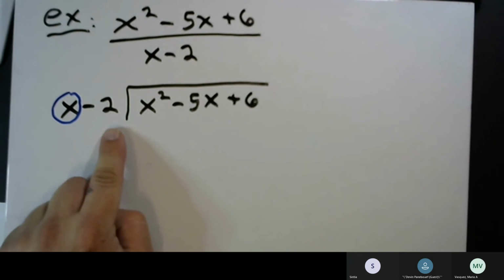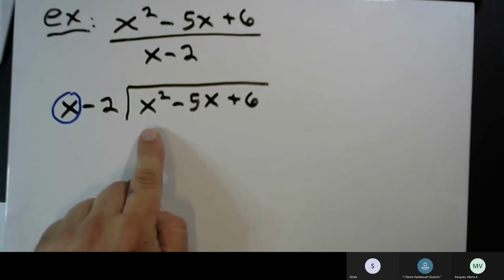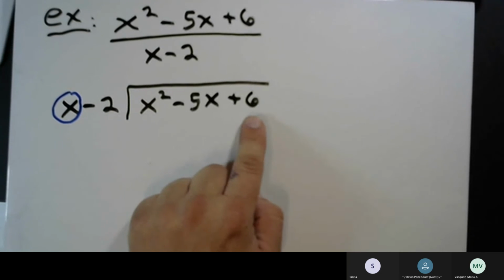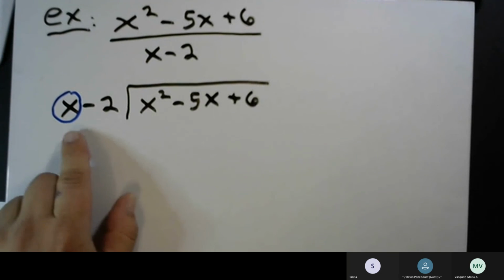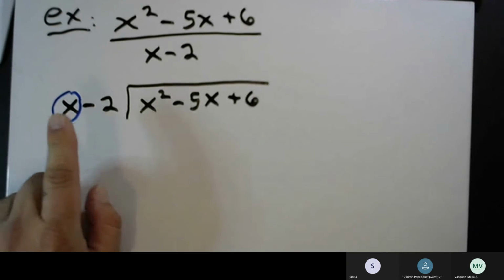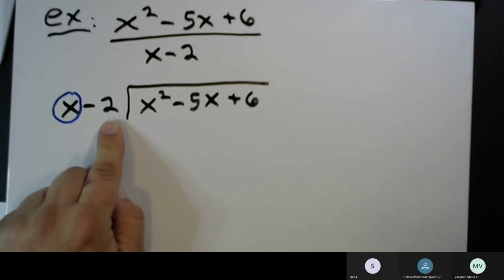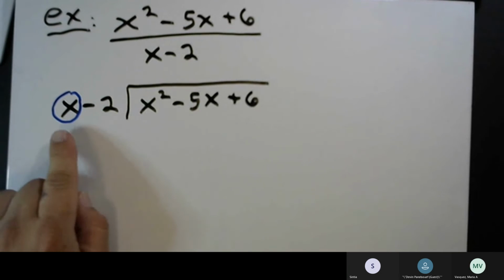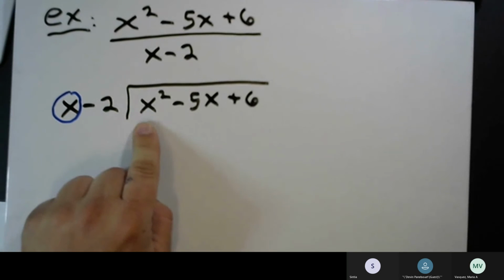What that means is we want to have the term with the highest degree first, then the term with the next highest degree, then the term with the lowest degree. Same thing with this one. This will work only if we put this in standard form. So what we're going to do is go term by term.